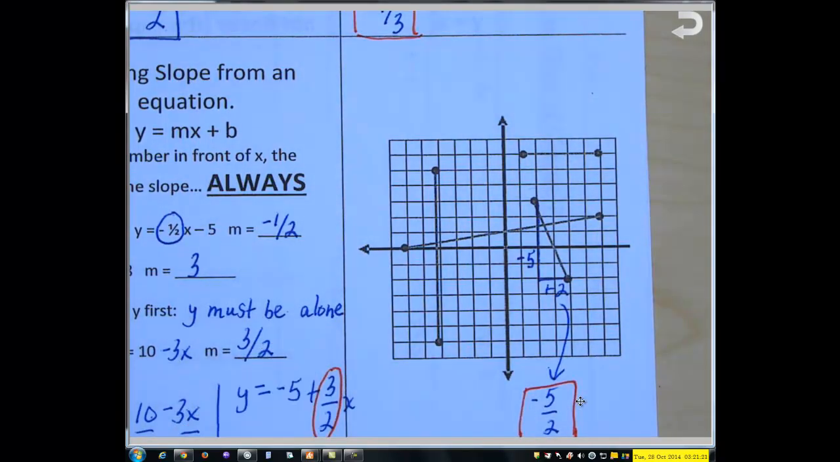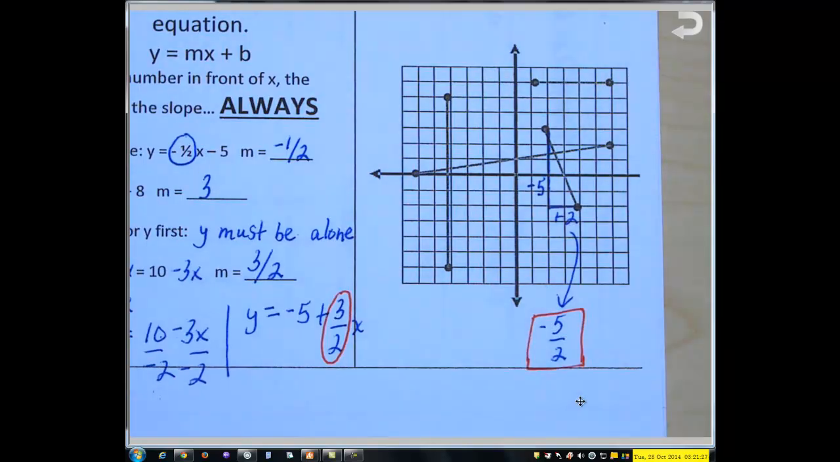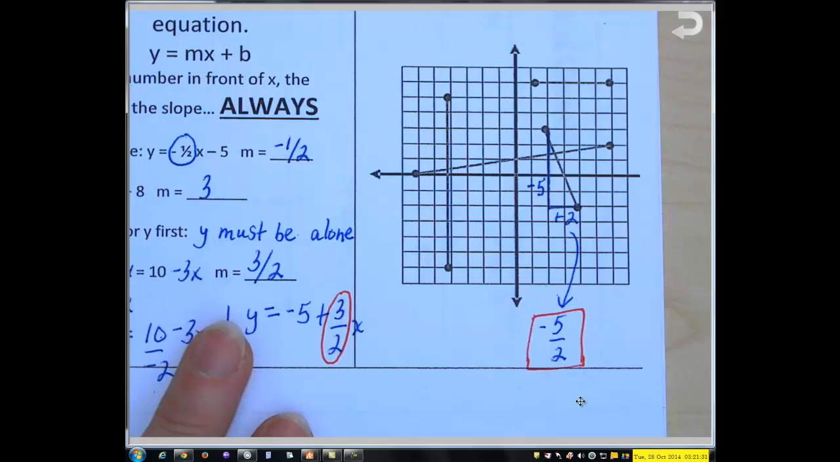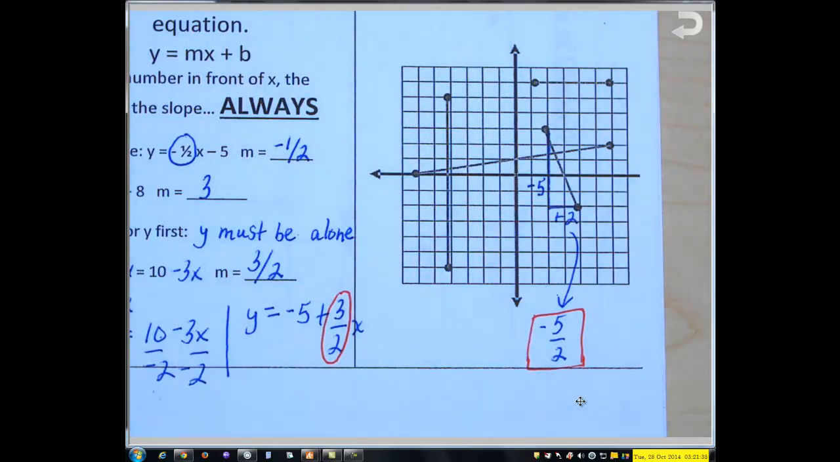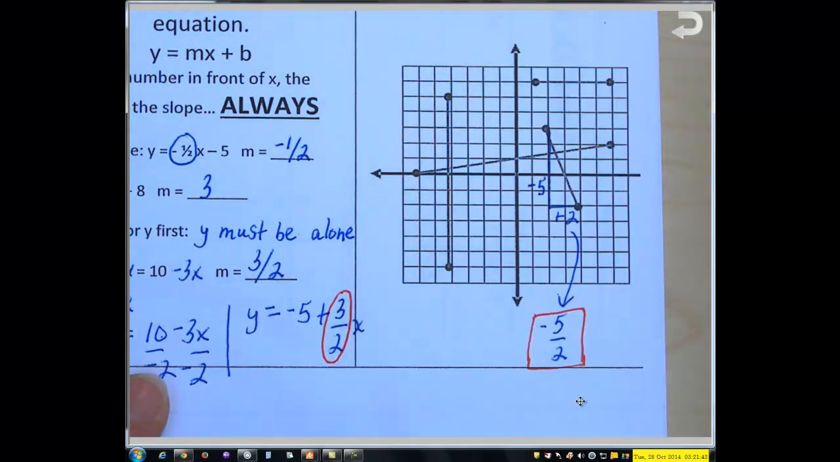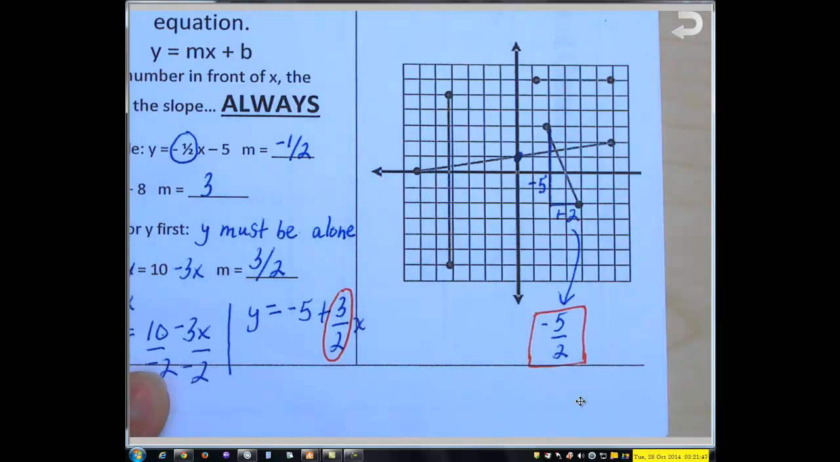Okay, press pause and then calculate your rise over your run for this line right here. You do not have to use these 2 points. You can pick other points that come right at the intersection of 2 of the graph lines. Okay, I'm going to choose this point, and I'm going to choose this point right here. Those look like pretty points.